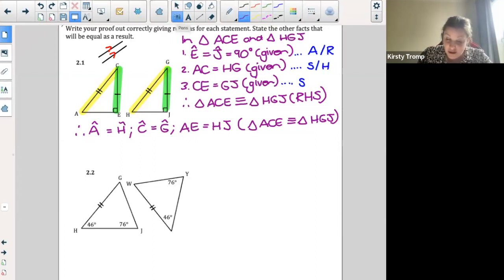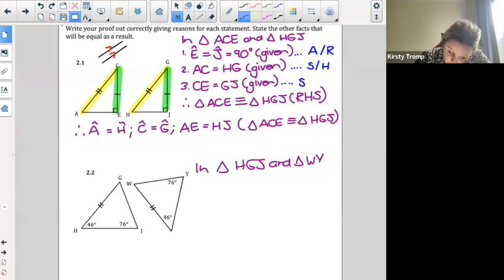We're going to lay out our question again. We're going to say, in triangles HGJ and triangle WYZ, oopsie, I'm missing a letter here. I'm going to call it Z. All right, so in those two triangles, number one.